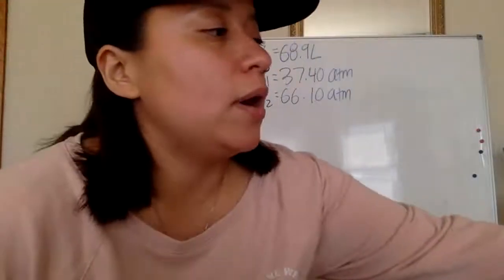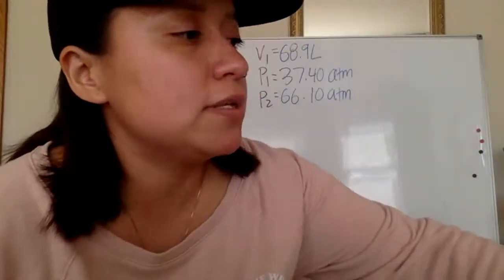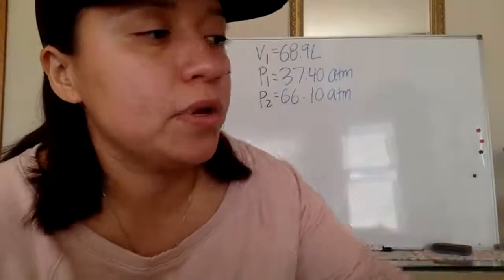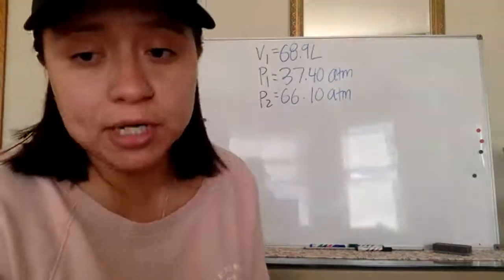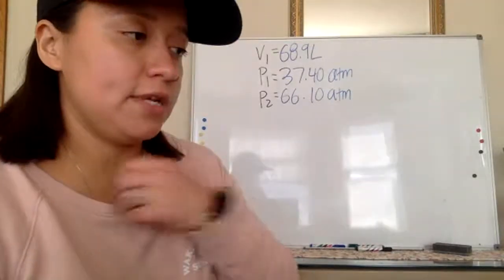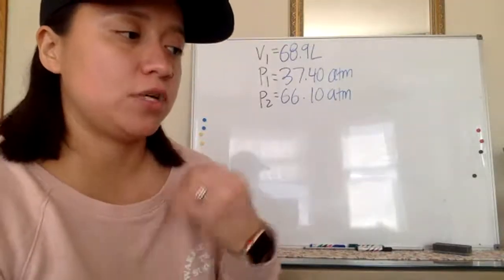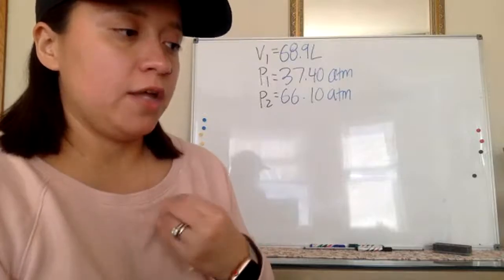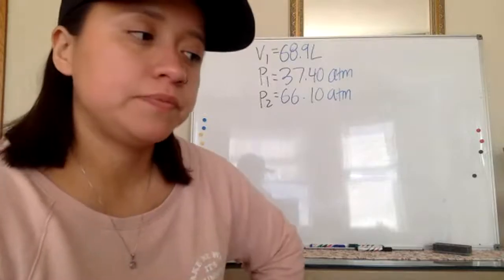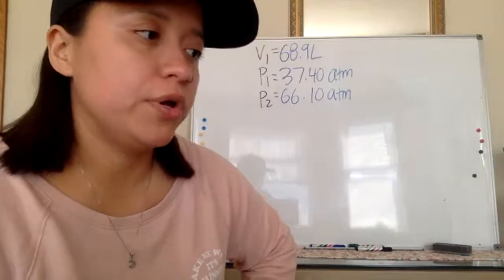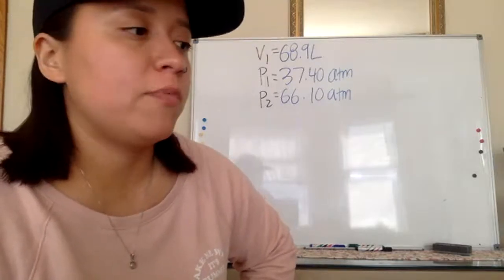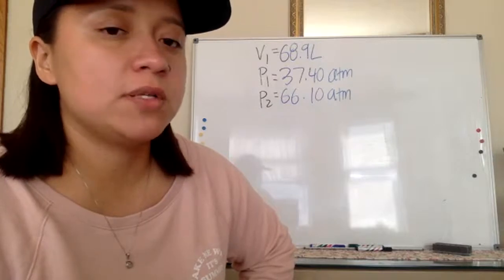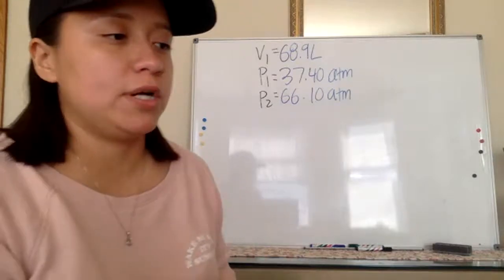So if you look at your cheat sheet, which of these formulas works with volume and pressure? Okay, which of these laws works with volume and pressure? Boyle. Yep. So we're doing Boyle's law here. Boyle's law is going to be volume 1 times pressure 1 equals volume 2 times pressure 2.